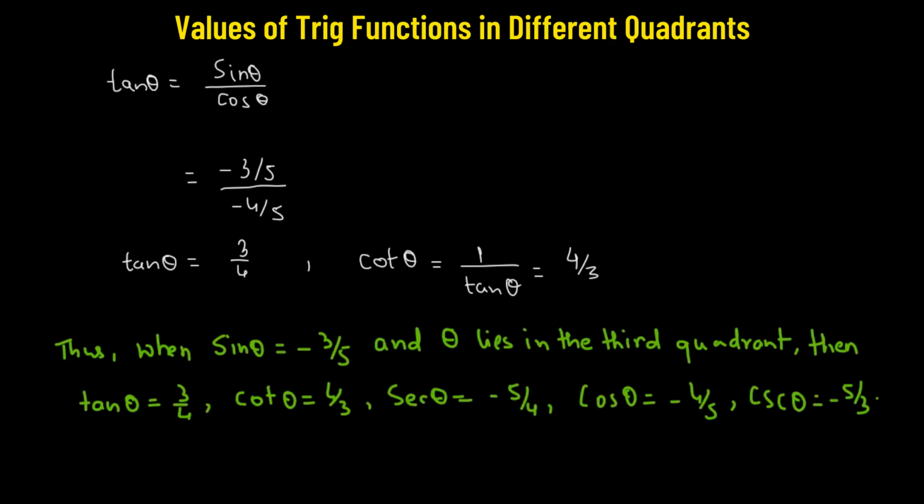Thus, whenever sine theta is negative 3 over 5 and theta lies in the third quadrant, then tangent of theta will be 3 over 4. Cotangent of theta will be 4 over 3. Secant of theta is negative 5 over 4. Cosine theta is negative 4 over 5. And cosecant of theta will be negative 5 over 3.